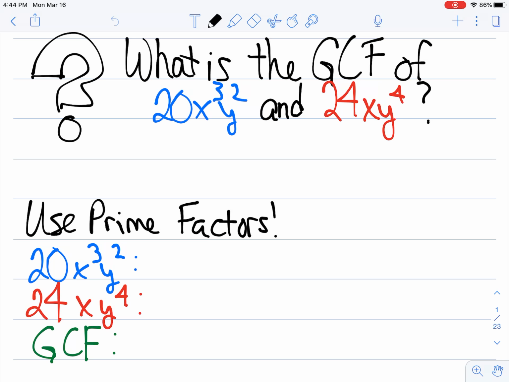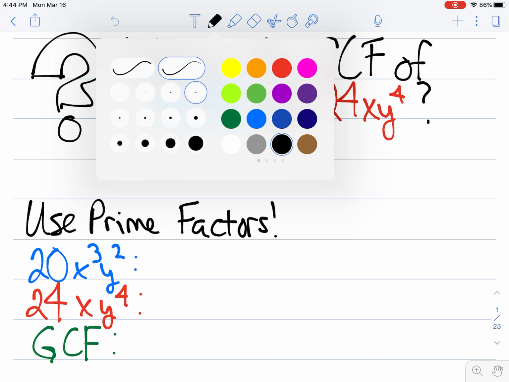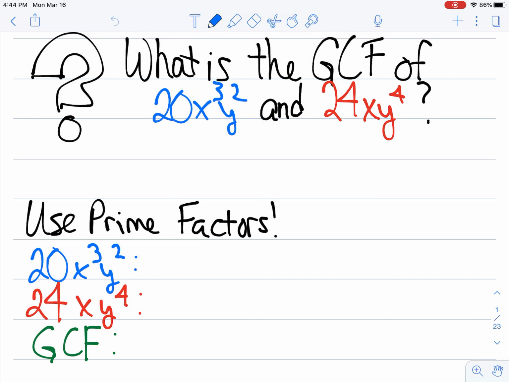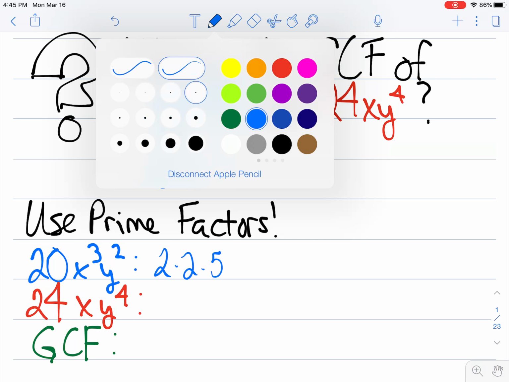So what we're going to do is break down 20 and 24 using a factor tree just real fast. I'll switch over here and use blue for 20. And remember, 20 is 4 times 5. Those aren't both prime. 5 is prime, so we're going to leave that at 5, but we'll change 4 to 2 and 2, like so. So when it says use prime factors, we're going to rewrite 20 as 2 times 2 times 5.